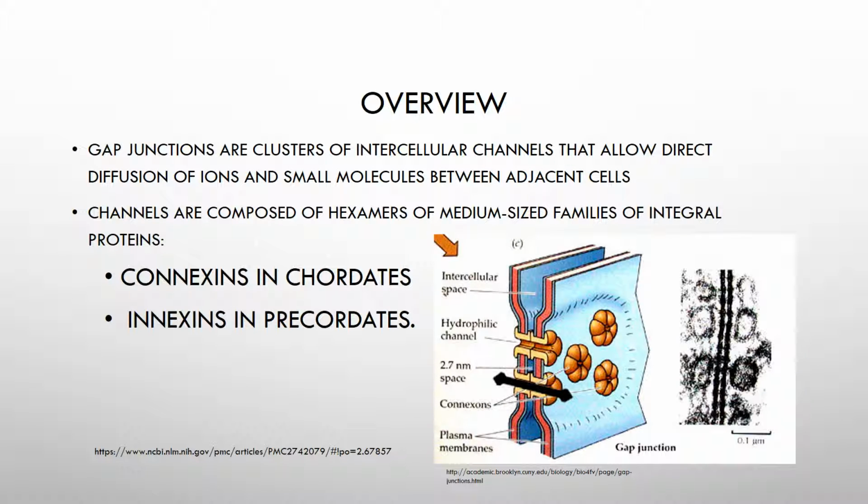So, an overview of cell gap junctions. Gap junctions are clusters of intercellular channels that allow direct diffusion of ions and small molecules between adjacent cells. They are composed of channels of hexamers of medium-sized families of integral proteins, which are connexins in chordates, and innexins in prechordates.